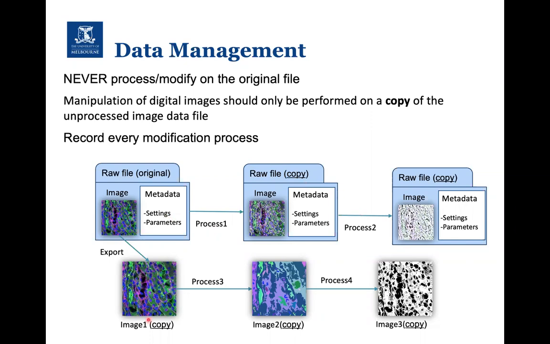If you export out, you've got a copy one. If you do something to that, you've got a copy of what you've done to that. And then, process 4, you've got another copy of that. If anything, this just means that if you have multi-step processes and you mess up, you don't have to go right back to the start every time. And the key thing is to record every modification that you make, either in your lab book or, as I say, within the file name itself.